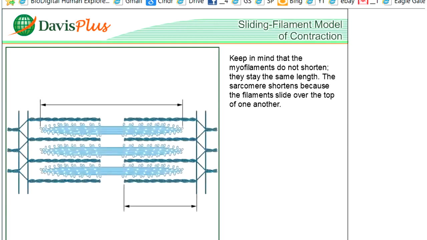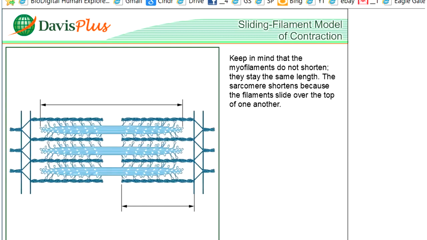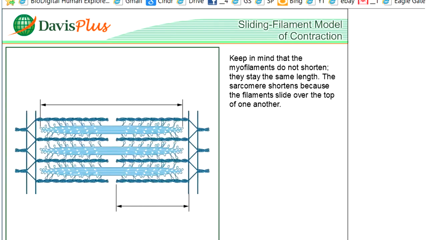Keep in mind that the myofilaments do not shorten. They stay the same length. The sarcomere shortens because the filaments slide over the top of one another.